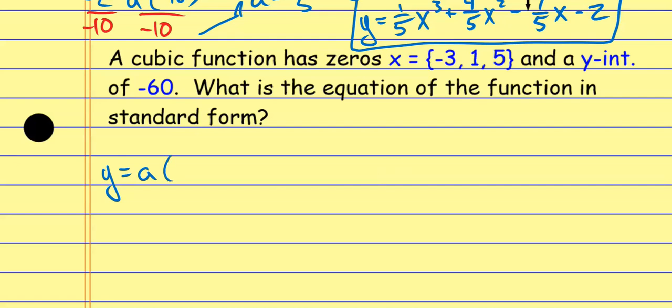If x equals -3, then x plus 3 must be a factor. If x equals 1, then x minus 1 must be a factor. If x equals 5, then x minus 5 must be a factor of this thing. Okay? And then I multiply this out. Let me do some multiplying. Again, it doesn't matter what order you multiply these in.